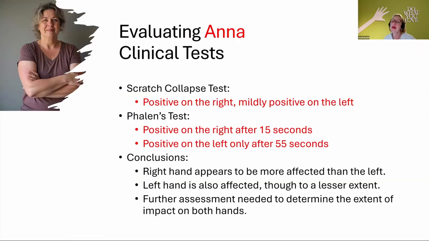Well, I'll tell you what I chose, and that is, in Anna's case, I chose the scratch collapse test because it is highly accurate in identifying this problem, and it is positive on the right hand, very quickly and strongly positive, and is mildly positive on the left hand. I also performed a valence test, as we looked at before. It's positive on the right after only 15 seconds. It's positive on the left after 55 seconds.